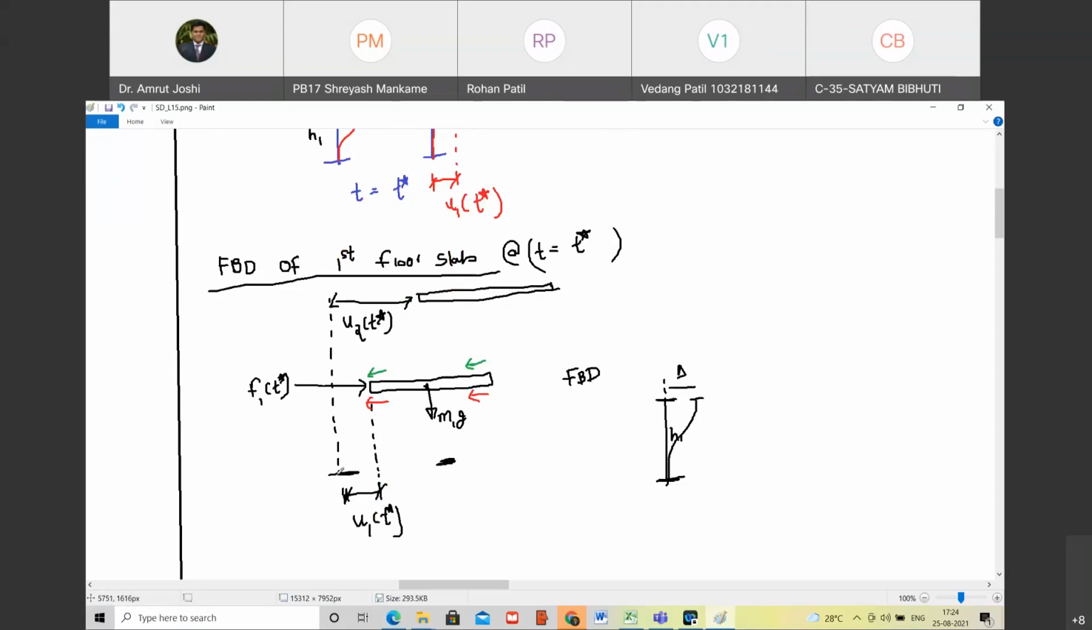Yes. The column's bottom edge is fixed at this point and the column's top edge is fixed at this point. So you have to move it by amount delta which is equal to U1 of T star. Do you agree with me? Yes, sir. U1 of T star. So in which direction must you apply the force? You must apply the force in this direction. Do you agree with me? Yes, sir. Consequently, in which direction are you going to have the reaction here? In this direction.